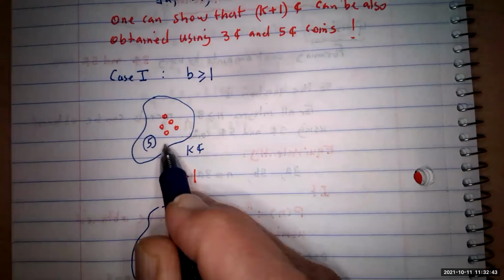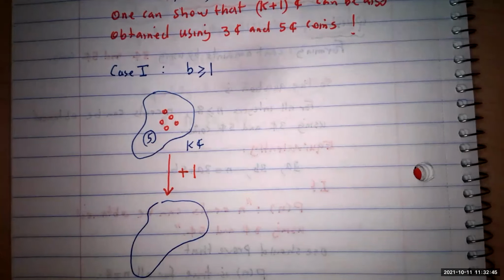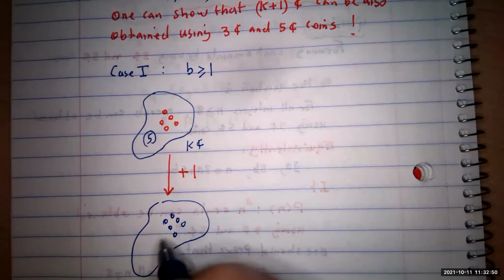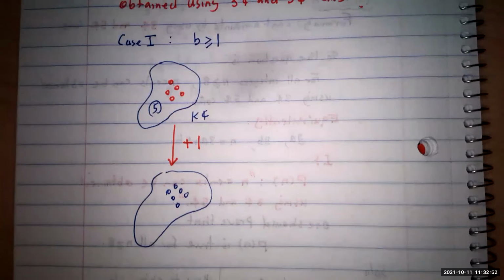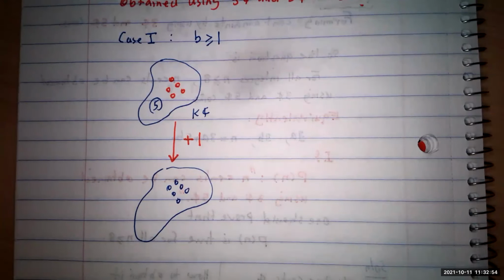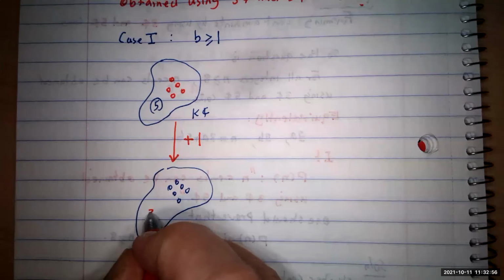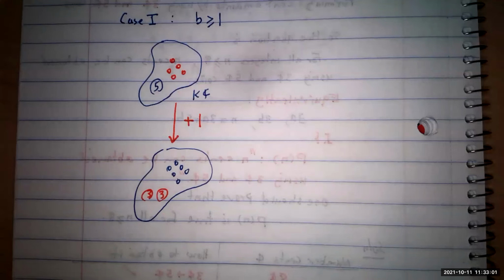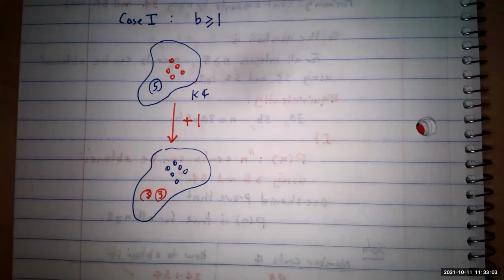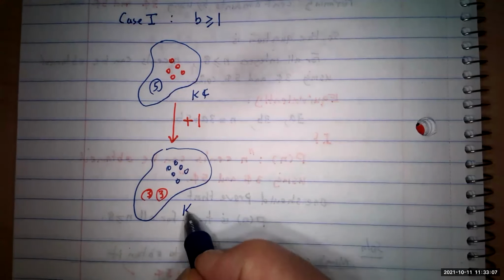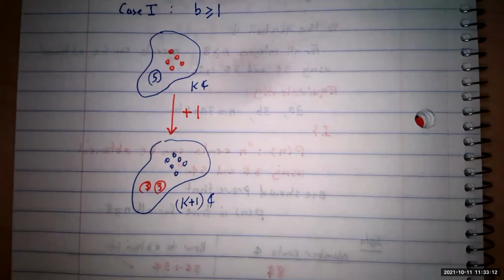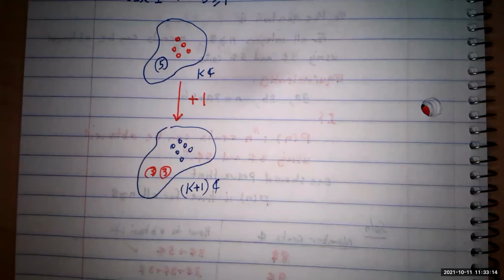So you have the 5, and you add that 1 unit to the 5. You change the 5 into a 6, and the 6 would be 3 and 3. So what we did in this case is change it to 3 and 3. Everything else is already nice. That would give us the k plus 1 that we are interested in. But you have to show it mathematically.